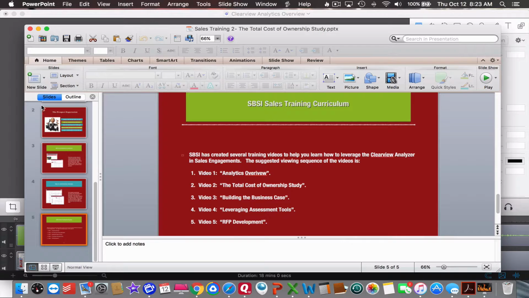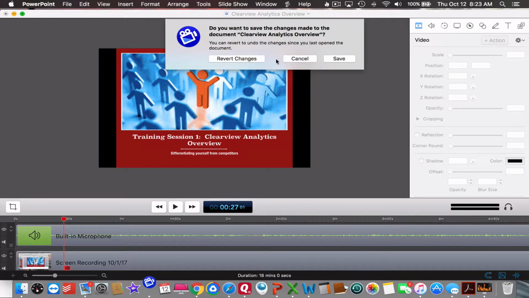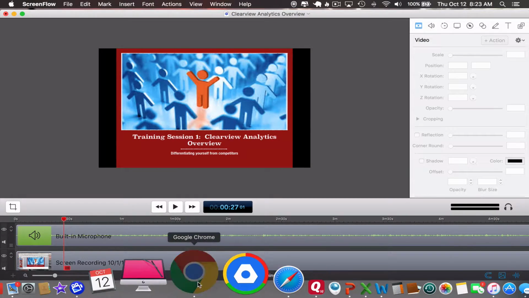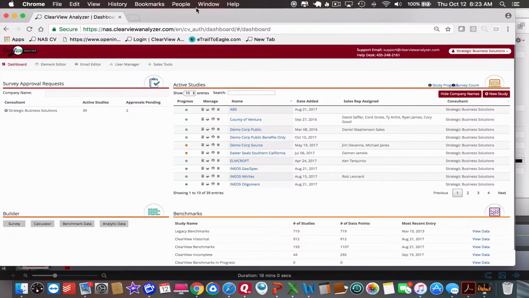So I'm going to get into this and get out of this PowerPoint if I can, and I'm going to bring up the Clearview tool, and let's take a look at how this works. So let's take this from the start. You're talking with a prospect. It becomes clear that they need to do some business case work, or they need help understanding their total costs so that you can get the ball rolling in the sales process.